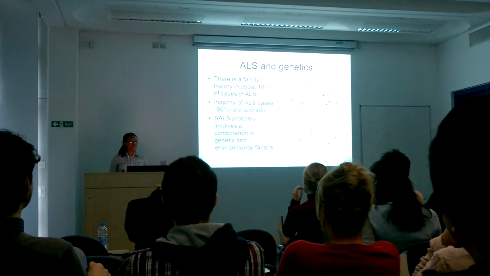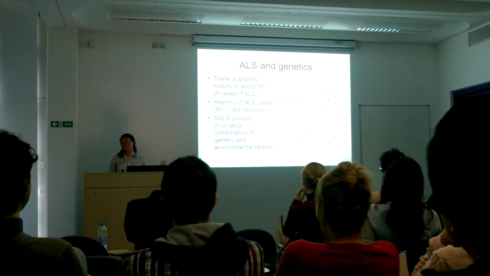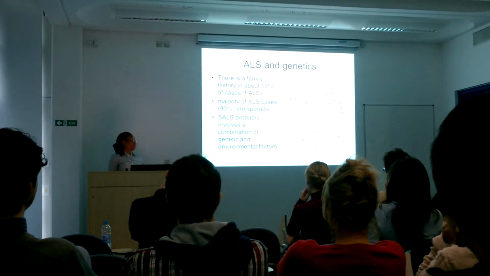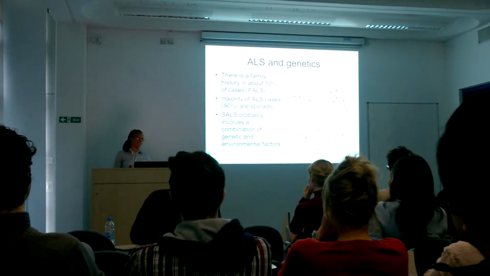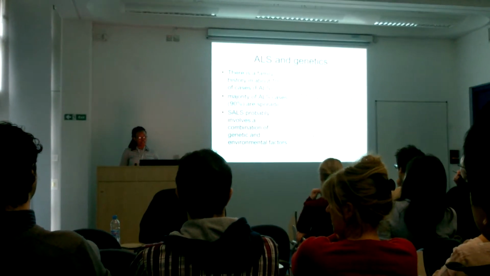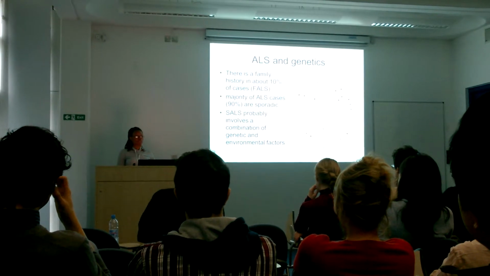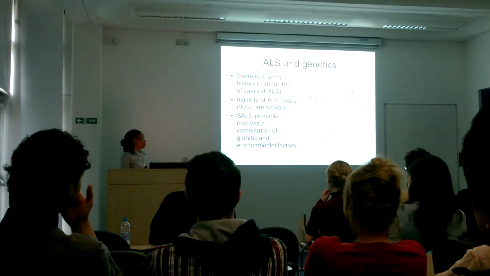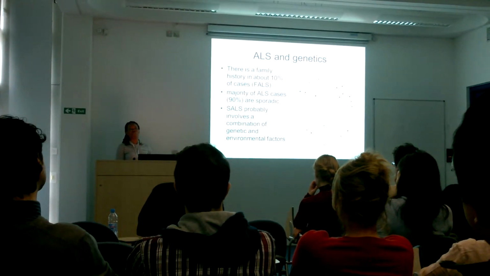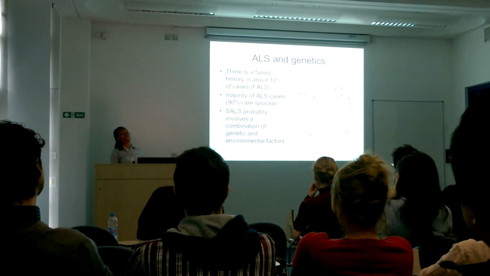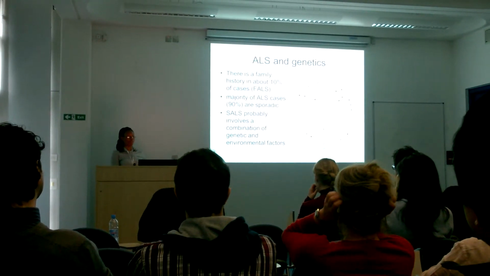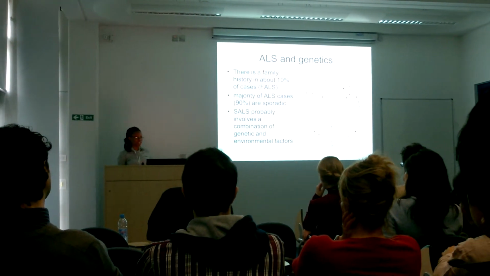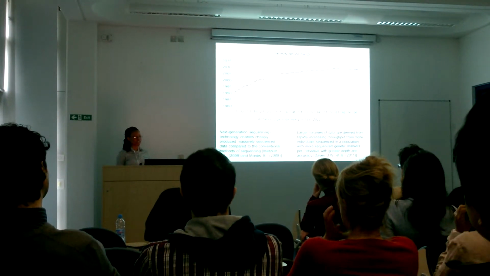Now, about 10% of ALS cases are familial, meaning there are 1 or 2 or more people in the family that have that disease, but the majority of the cases are sporadic, and this is probably due to a combination of genetic and environmental factors. And studies have shown that people in the military and people who do sports are more prone to having this disease. They've got higher risk factors.